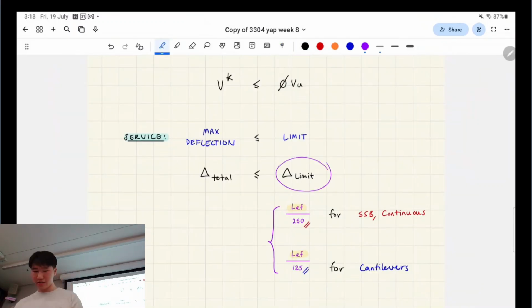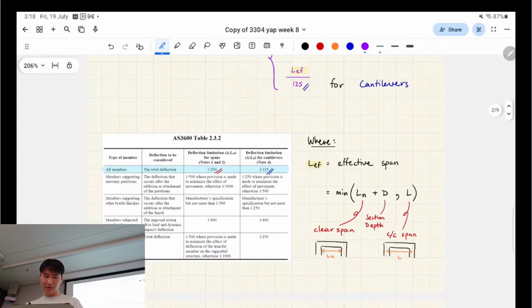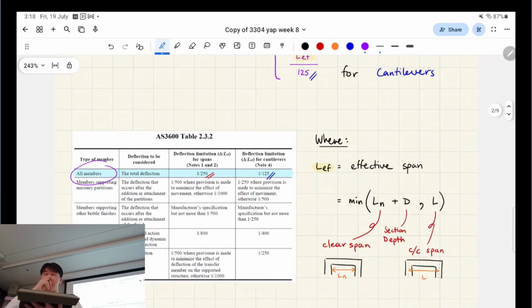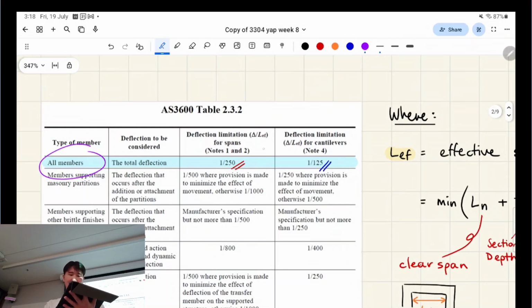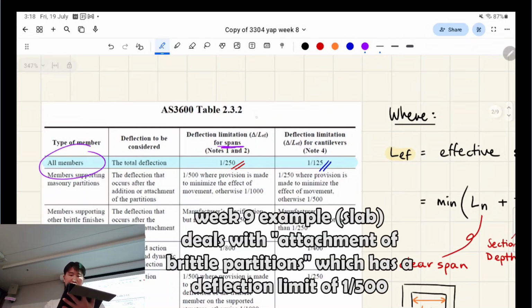I'm going to start by talking about the limit, right? So that limit on deflection is from this table down here. The only one we really focus on in this course is that top row, right? This is from AS 3600, and it says that the deflection limit for simply supported beams and continuous beams is 1/250, and this ratio is multiplied by your deflection over the effective length, right?